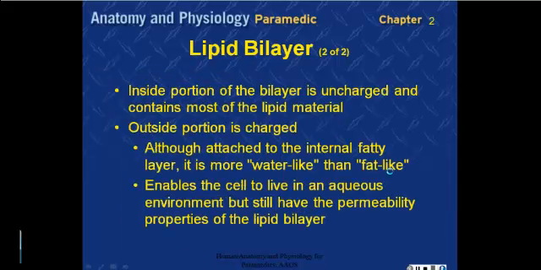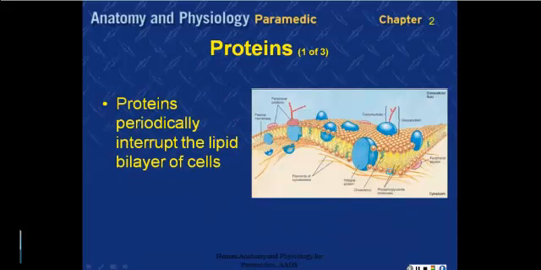The inside portion of the bilayer is uncharged and contains most of the lipid material, whereas the outside does have an electrical charge. And although it's attached to the internal fatty layer, it's more water-like than fat-like. The outside portion enables the cell to live in an aqueous environment but still have the permeability properties of the lipid bilayer. Proteins periodically interrupt the lipid bilayer of the cell. You can see here on the diagram this graphical depiction. These are the proteins, these blue blobs here, as they interrupt the membrane of the cell.